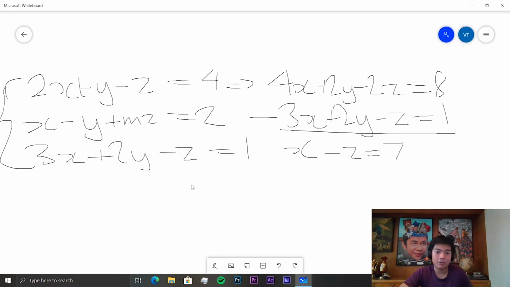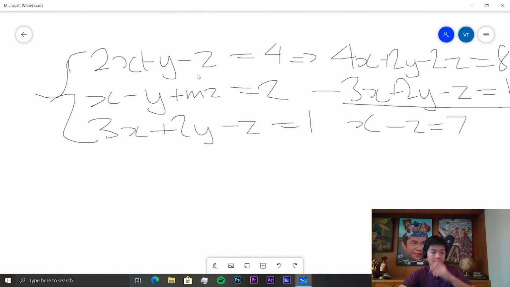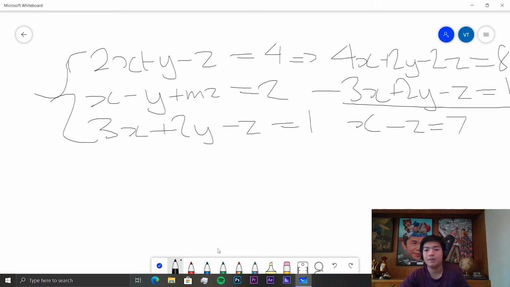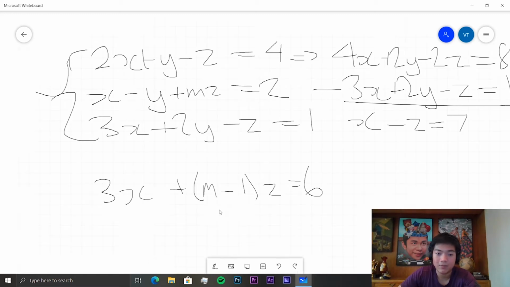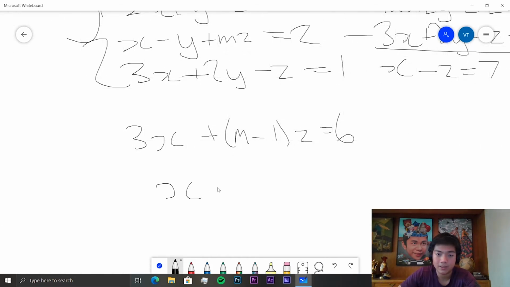And then I also want to use these top two equations and just subtract them from each other to eliminate the y value. Actually add them together. So there we get 3x plus m minus 1 z. Oh, can't draw z. m minus 1 z is equal to 6. So now we have a system of two linear equations. x minus z is equal to 7, and 3x plus m minus 1 z is equal to 6.